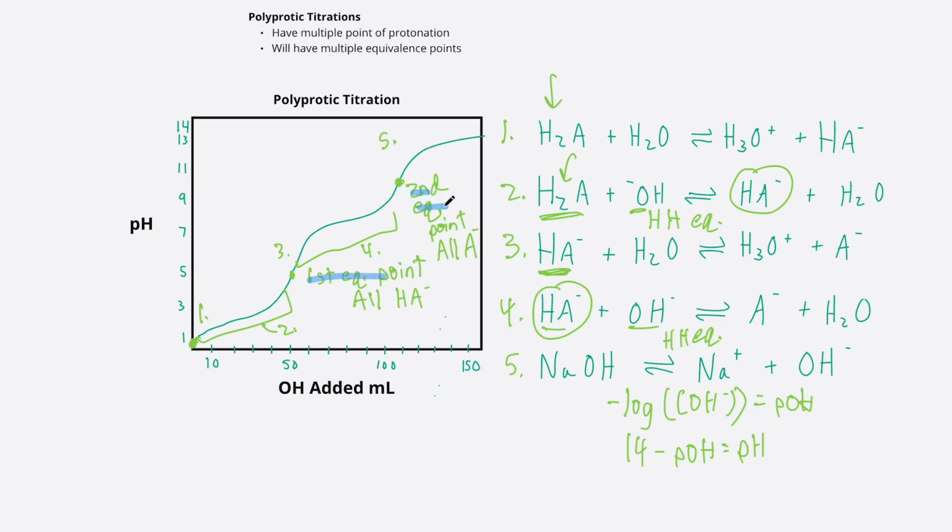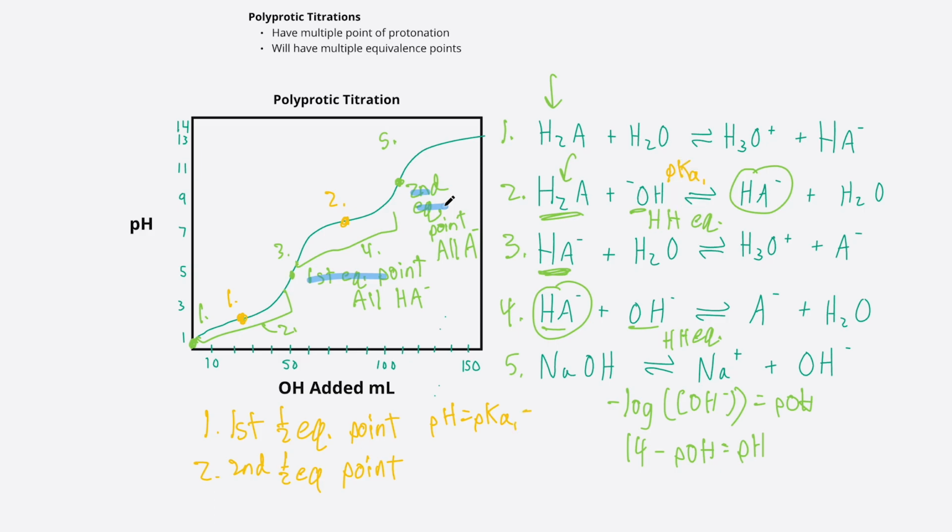And that means we also have 2 half equivalence points. So at these 2 points, I'll just put a yellow 1 and a yellow 2. At that first part, that would be the first half equivalence point. At point 2, that's the second half equivalence point. And again, remember your Henderson-Hasselbalch equation. And at the first point, we have pH equals pKa. And remember, that is pKa 1. So that's the pKa for that first proton.